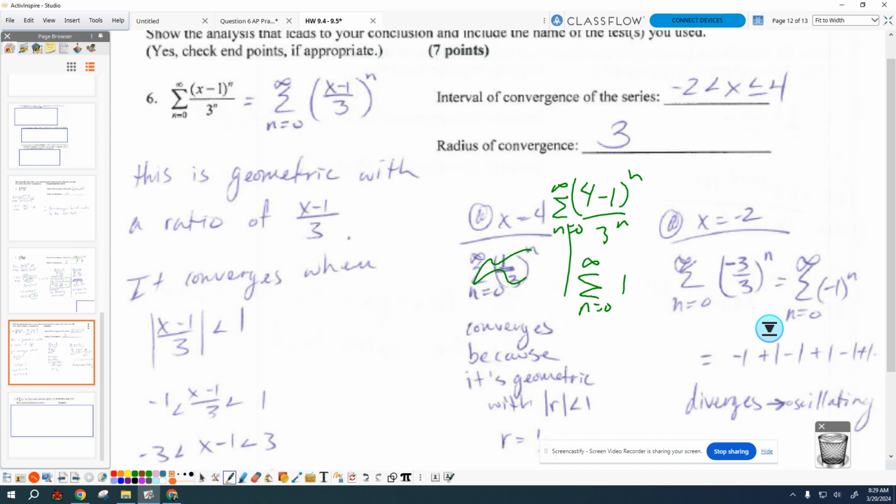What's the name of the official test? Nth term test. The last term is not 0, so it's not going to pass. So if it's geometric, do we even have to check that? No, which is why I was kind of surprised that it had an inclusion point. I'm like, it's not allowed.